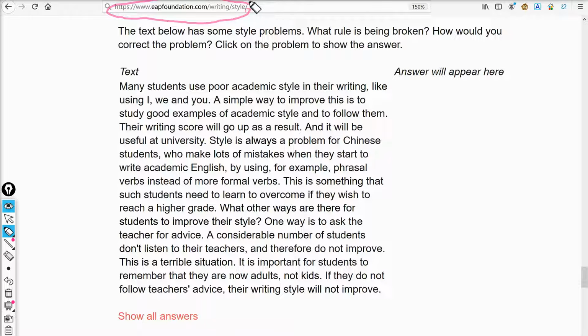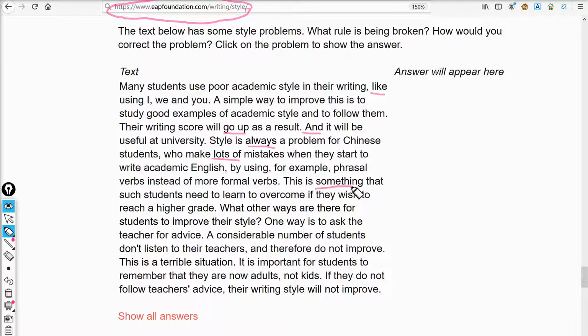Many students use poor academic style in their writing, like using I, we, and you. A simple way to improve this is to study good examples of academic style and to follow them. Their writing score will go up as a result, and it will be useful at university. Style is always a problem for Chinese students, who make lots of mistakes when they start to write academic English, by using, for example, phrasal verbs instead of more formal verbs. This is something that such students need to learn to overcome if they wish to reach a higher grade.